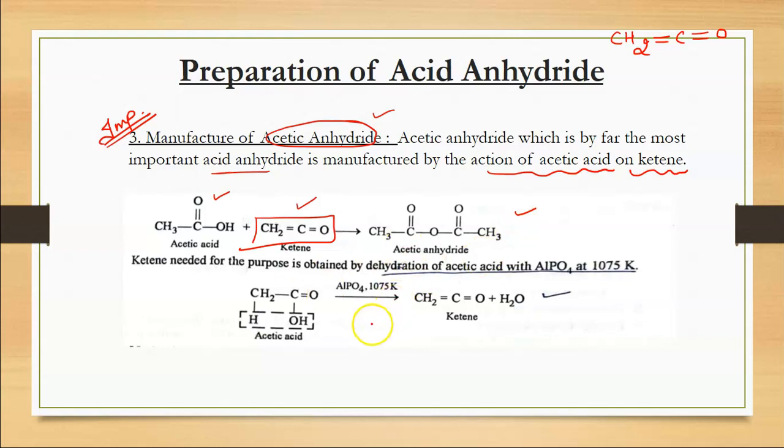Okay, eventually we'll see the mechanism, but first you have to remember that acetic acid is reacting with ketene to give your acetic anhydride, that too symmetrical. Okay, you can see this one is symmetrical.